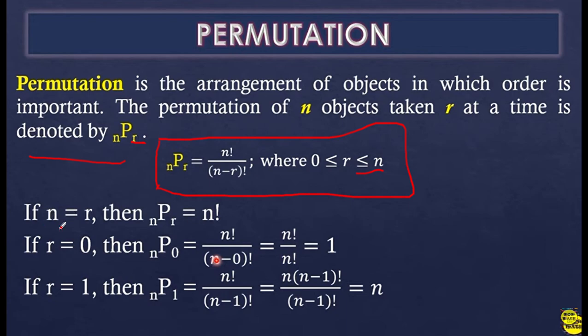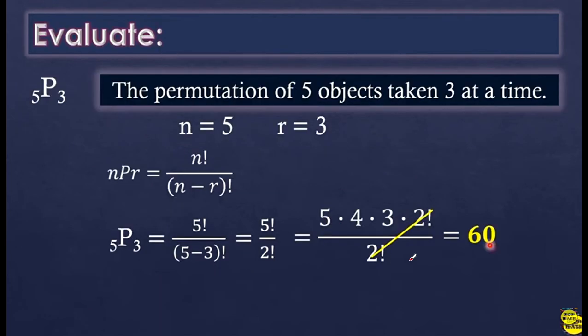So if we have n is equal to r, then P of n taken r at a time is equal to n factorial. Pag ang ato r is equal to 0, pasabot that our answer is 1. Again, pag ang r natin ay 0, ang ating answer ay 1. Pag ang r natin ay 1, ang ating answer ay n. Okay? So let's try an example here.